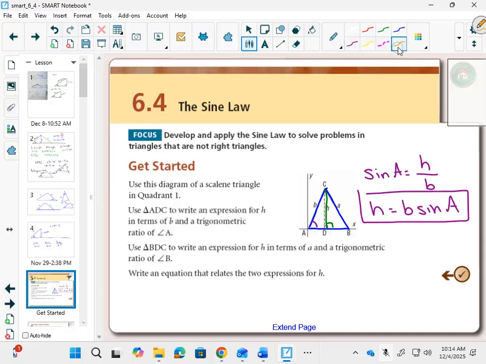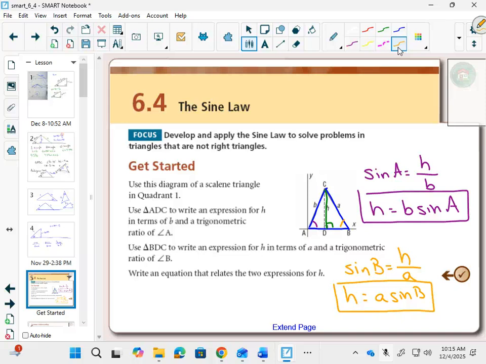Similarly, I'm going to take out my orange pen. I'm going to look at angle B. And now, H is still my opposite side of angle B, but now my hypotenuse in this little triangle is A. So I would know that sine of angle B is opposite, which is H, over hypotenuse, which in the triangle on the right is A. And once again, I could get H by itself by multiplying both sides by A.